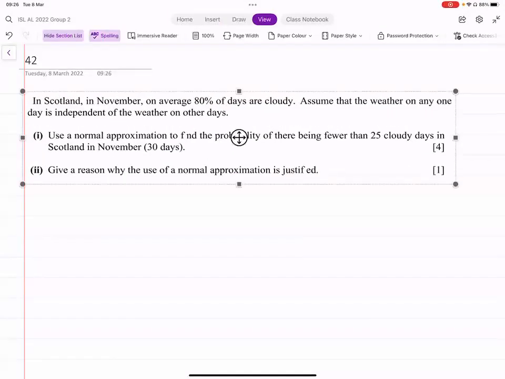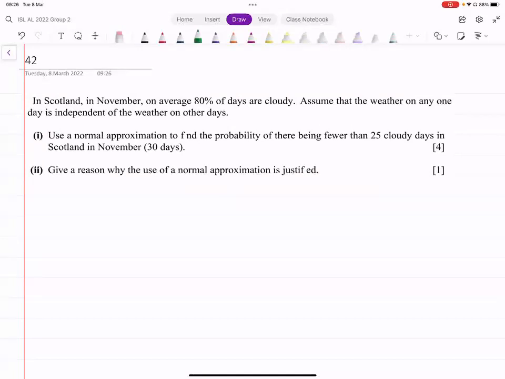In Scotland in November, on average, 80% of days are cloudy. Assume that the weather on any one day is dependent on the weather on other days. Use a normal approximation to find the probability of there being fewer than 25 cloudy days in Scotland in November. Achha, so what distribution is it originally?